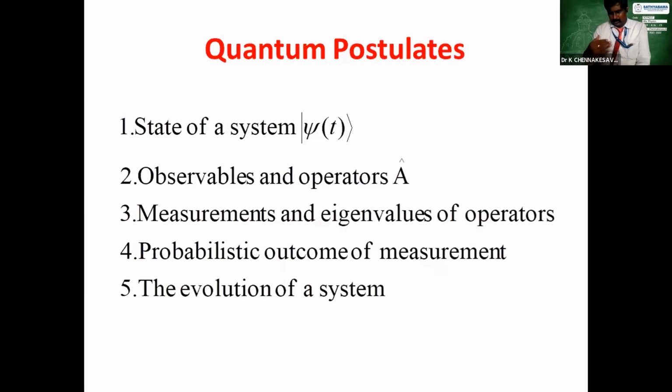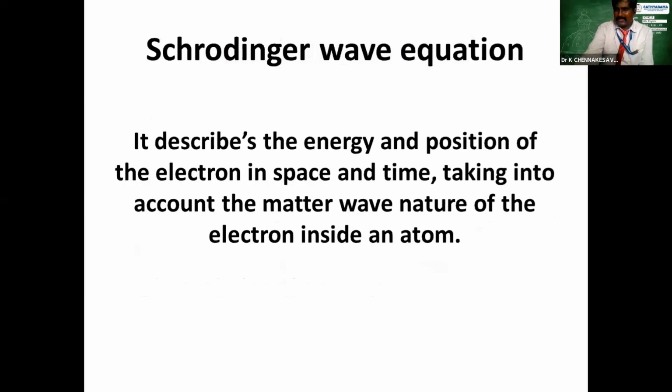From this, in quantum postulate 3, H psi equal to E psi. Here only our Schrodinger wave equation will start. And so you can define what this Schrodinger wave equation is. It describes the energy and position of an electron in three-dimensional space with respect to time. You see here 2 factors, one is space and one is time. With respect to these things, we are describing the energy and position of an electron in space.